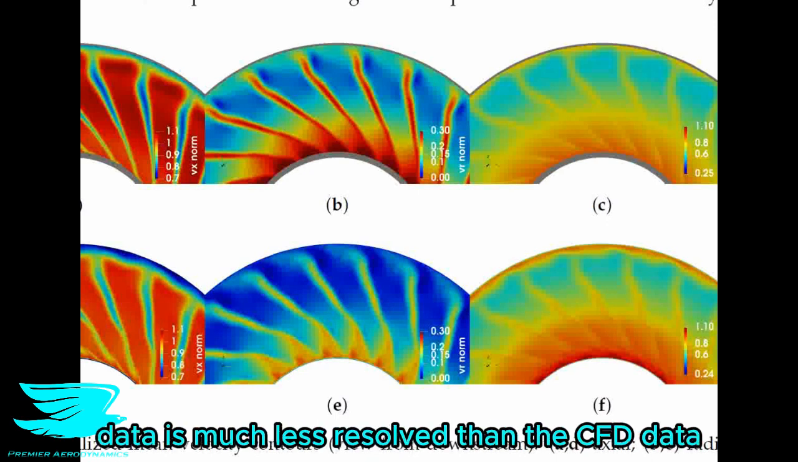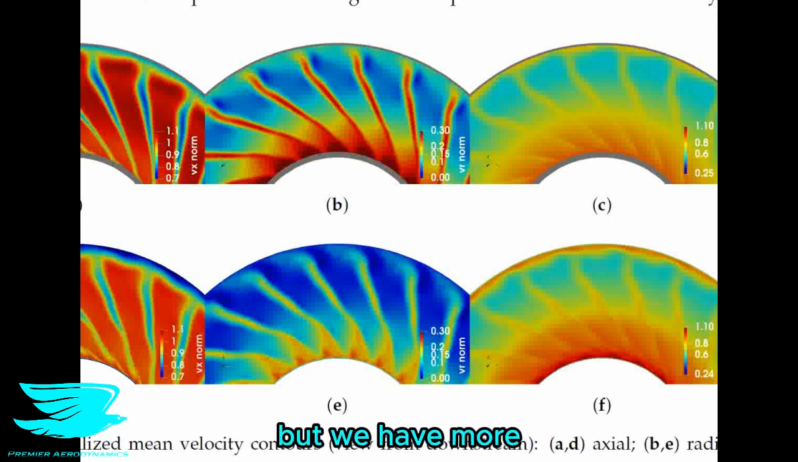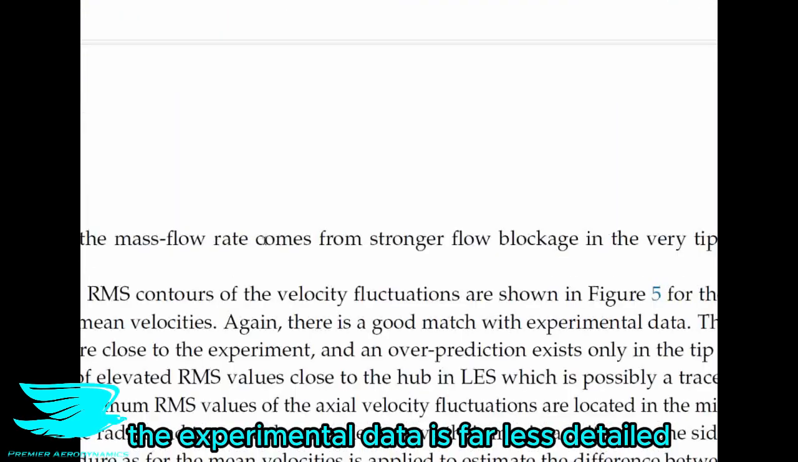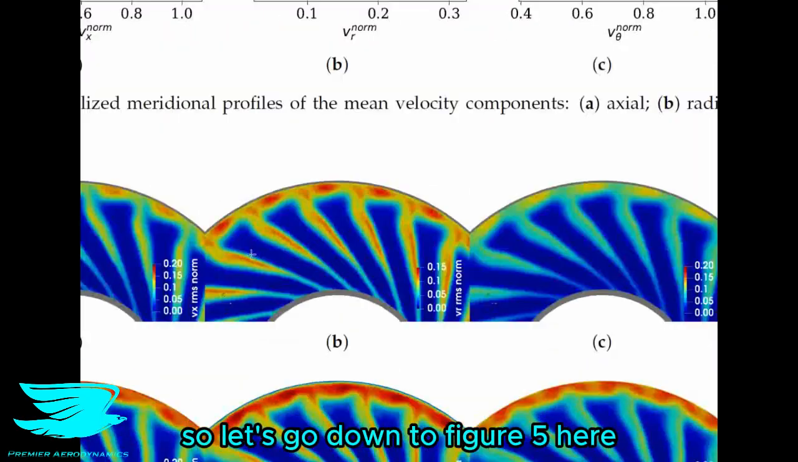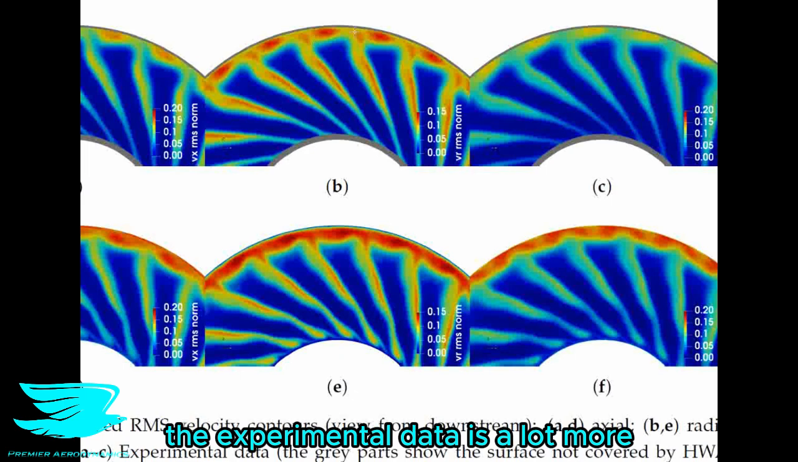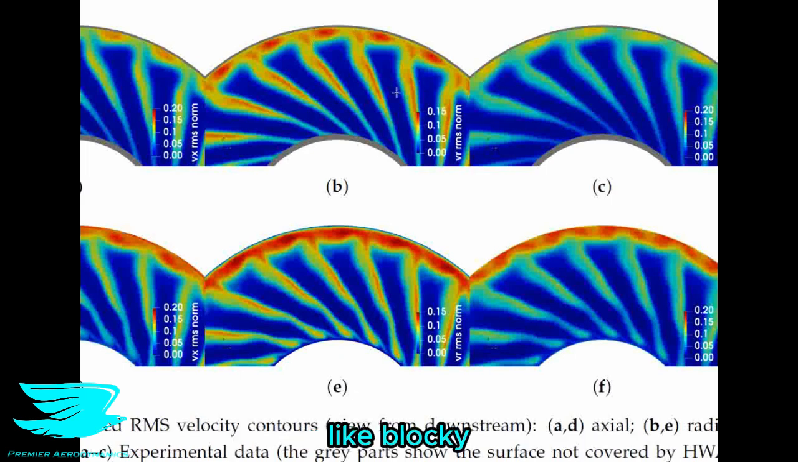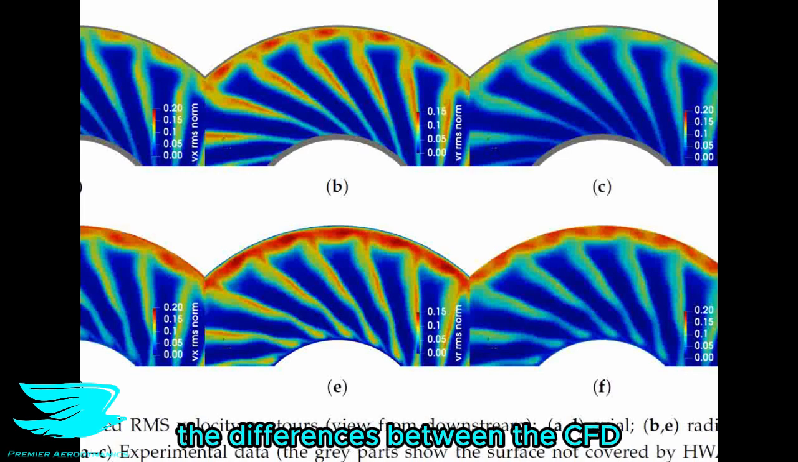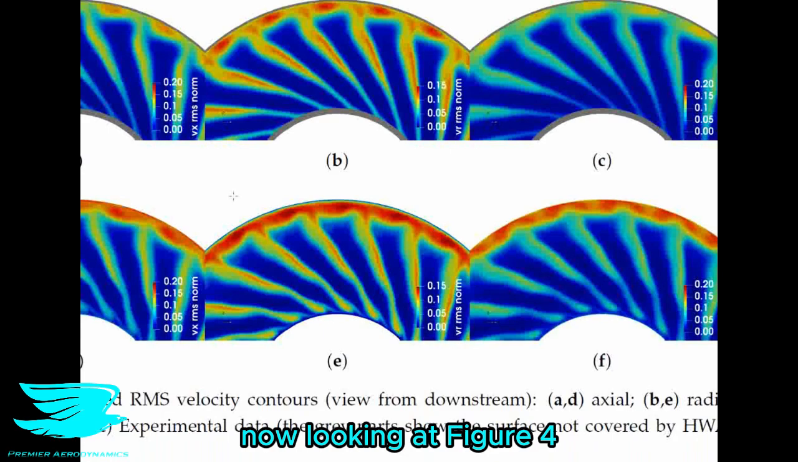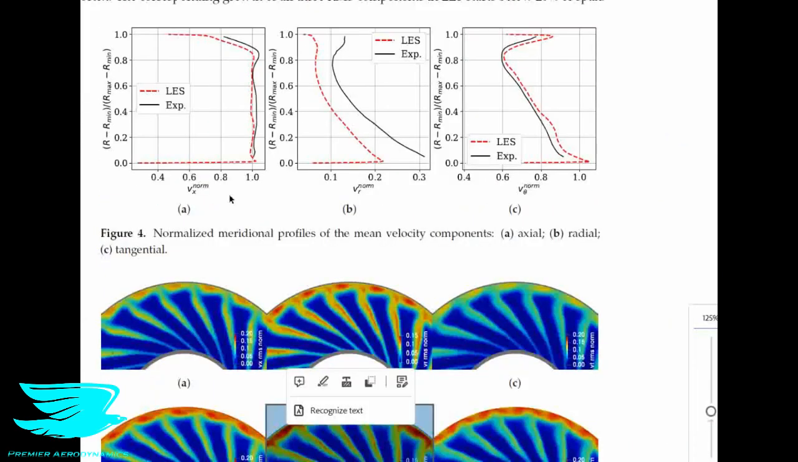So in other words, the hot wire data is much less resolved than the CFD data, and that is why in figure 5, where we have more experimental and CFD data comparisons, the experimental data is far less detailed. So let's go down to figure 5 here. You can see the CFD is generally a lot more wavy, and there's a lot more differences going on. The experimental data is a lot more blocky, effectively. So I also think that some of the differences between the CFD and experiments are because of this difference as well.